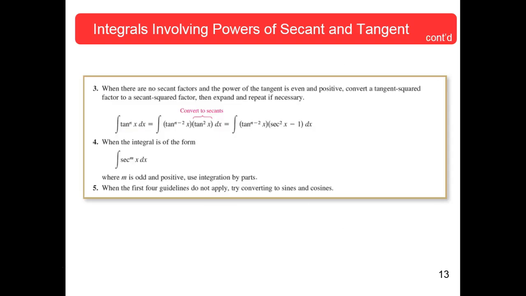Here's what happens. When there are no secant factors and the power of tangent is even, so this is what I was talking about before, and positive, convert the tangent squared factor to a secant squared factor, and then expand as necessary. So what does that mean? If you have no secant and tangent's even, then pull out one tangent squared. Convert this to secants.